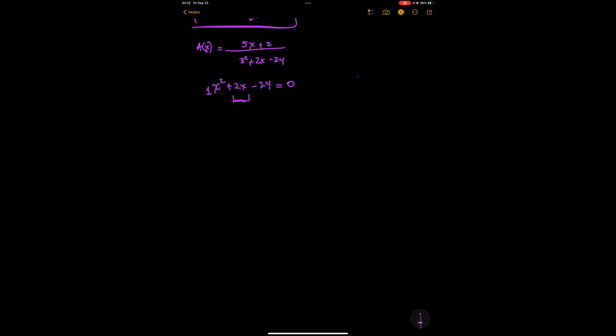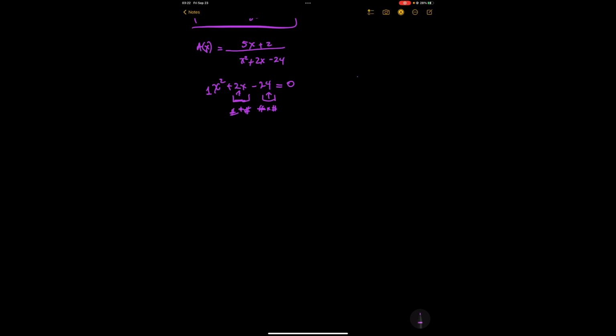And what you're going to do is see which two numbers, when you add them together, give you 2, and when you multiply them, give you 24. There are only two numbers where you add them together and get 2, and when you multiply them, you get 24. And that will be 6 and 4, right?